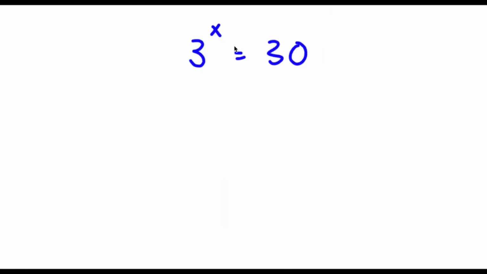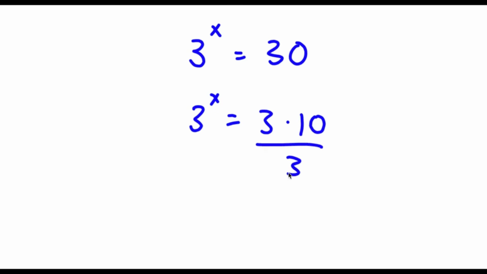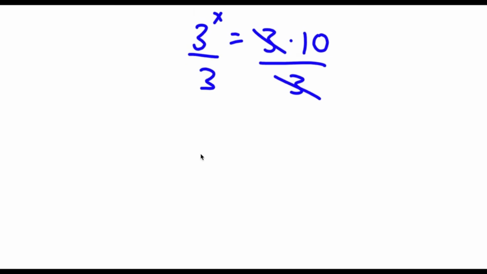Alright, so I have 3 to the power of x is equal to 30. Now to start, 30 we can rewrite as 3 times 10. So now I have 3 to the power of x is equal to 3 times 10. Now I'm going to go ahead and divide both sides by 3. So these two cancel out. And now I am left with 3 to the power of x over 3 to the power of 1, because anything to the power of 1 is the same thing as itself, is equal to, all that's left is 10.